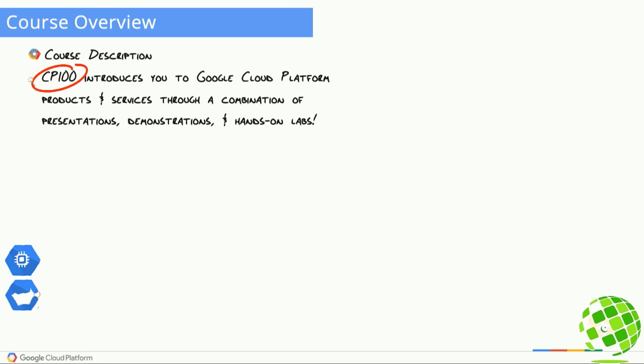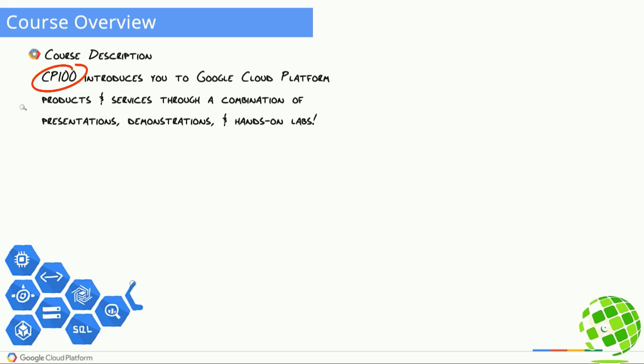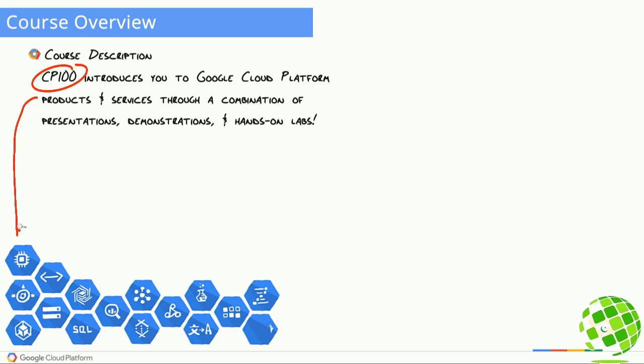So as I mentioned, CP100A is the beginning of your learning journey through the Google Cloud Platform. We're going to be taking a good look at many of the core products and services that the platform offers, and we're going to be doing so through a mix of presentations, demonstrations, and hands-on labs. So we're going to attack those learning senses from every angle.